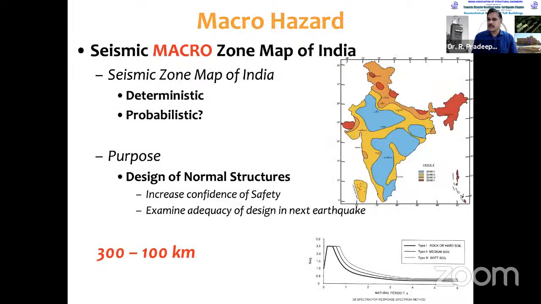Now there are three kinds of hazards. One is macro hazard, which is generally used for normal buildings to understand the level of confidence and examine adequacy. This is done over a very coarse grid, that is 100 kilometers to 300 kilometers. That is the range of macro seismic hazard, and our 1893 code gives that.